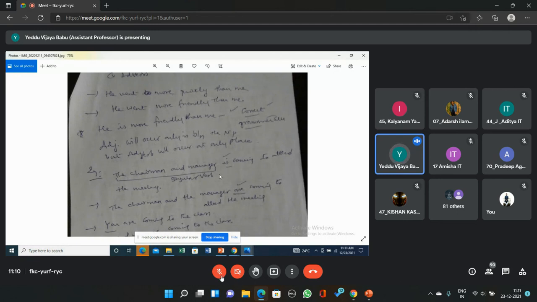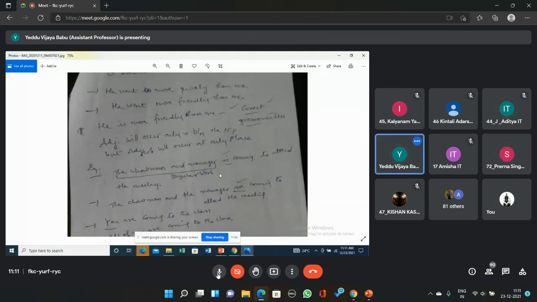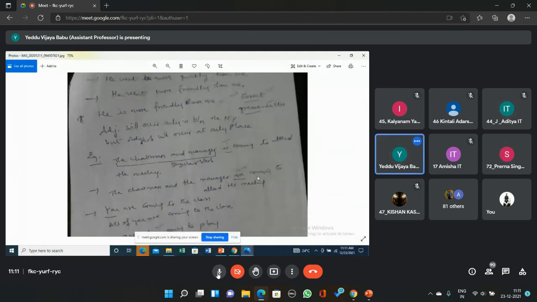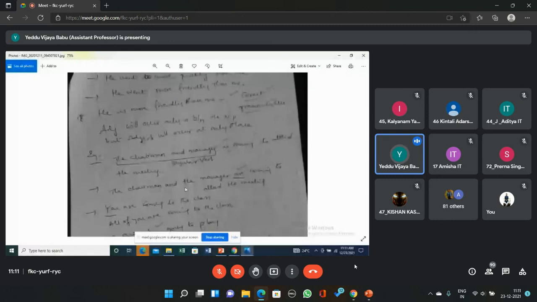What do you mean by that? Both are the same person. Again, the chairman and manager is the same person. Okay, well, very good, very good. This is a very important point to understand. When you understand the logic, the chairman and manager is coming to attend this meeting is the correct form, and the chairman and the manager are coming to attend the meeting is also a correct sentence. Why are these right sentences?